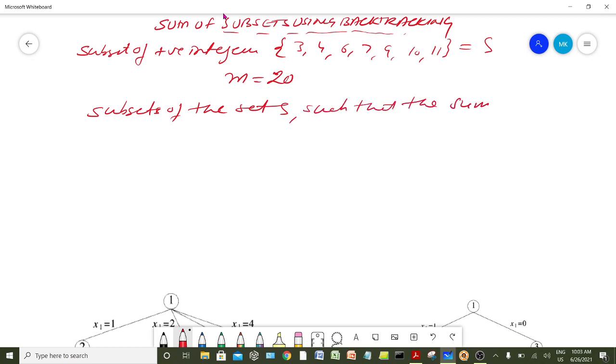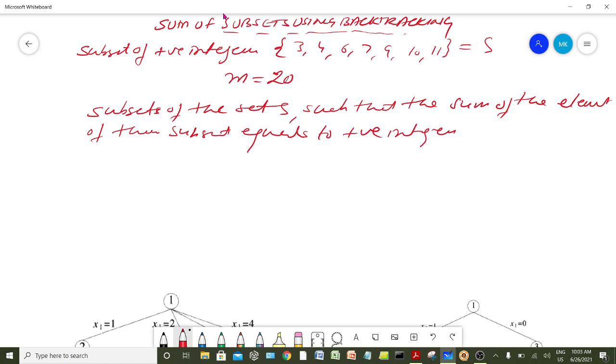We need to find all the subsets of the set S such that the sum of the elements of this subset equals the positive integer m. So this is our problem statement. We need to find all the subsets summing to a positive integer m exactly.